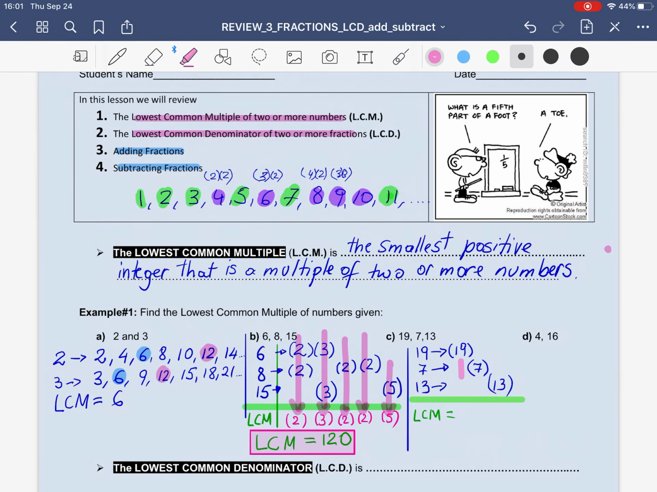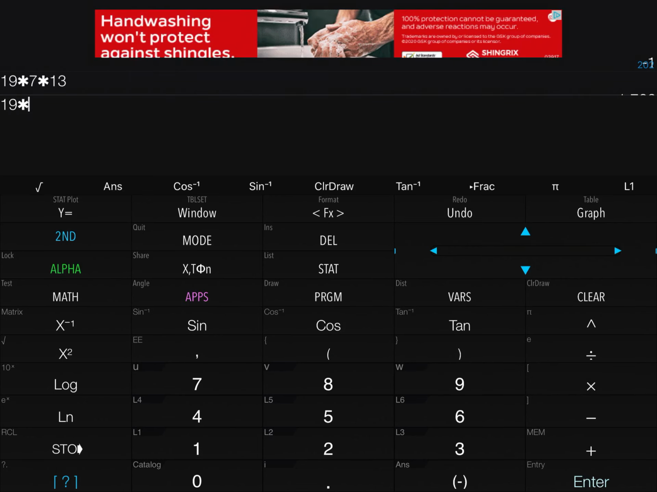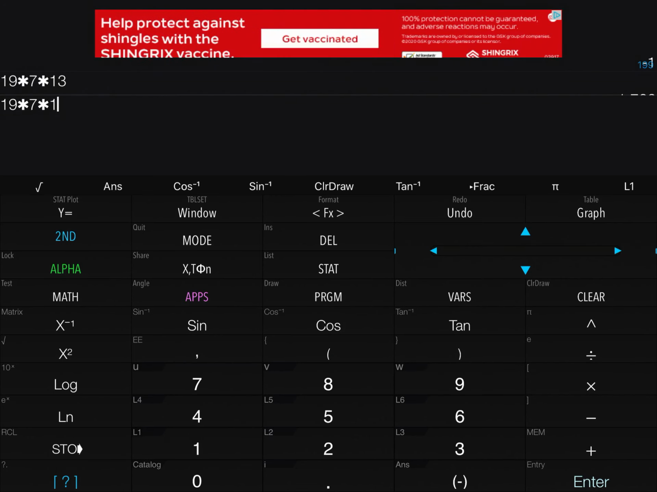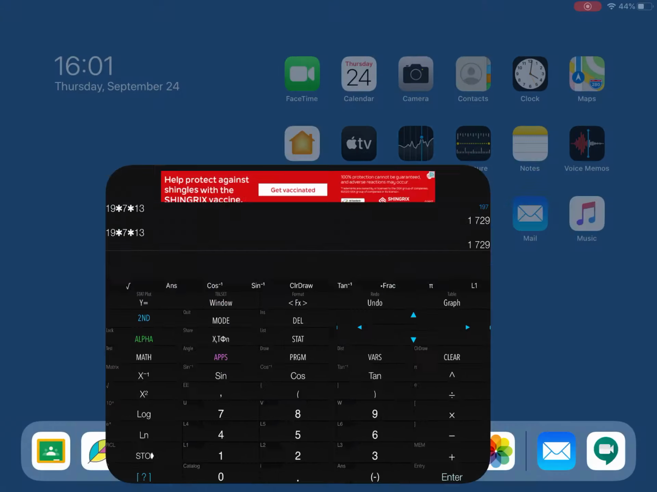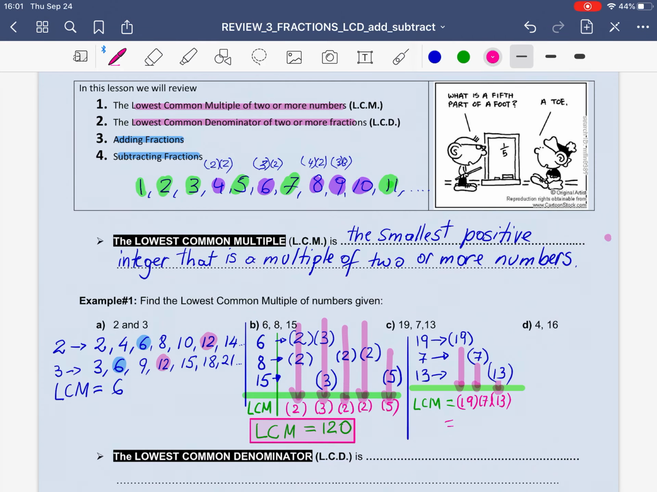Okay, here we have 19, 7, and 13. So we go 19 times 7 times 13. You multiply them all together, 19 times 7 times 13. And we get the answer. The answer is 1729. So the lowest common multiple is 1729. Okay?